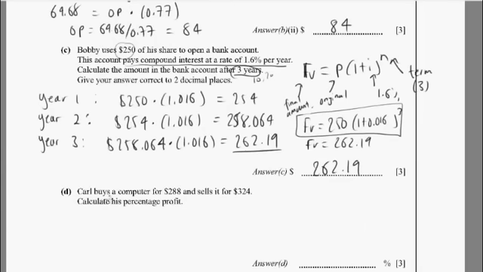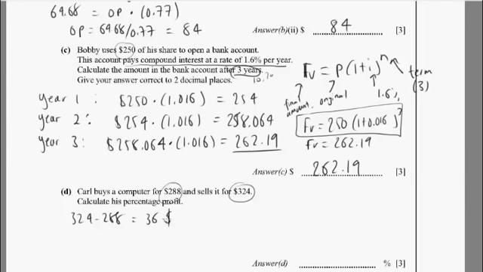Part D, Carl buys a computer for $288 and sells it for $324. Calculate his percentage profit. Okay, so first thing is if he buys it for $288 and sells it for $324, then the difference is $324 minus $288, and the absolute profit is $36. Now, that's the actual profit, but we want to know his percentage profit.